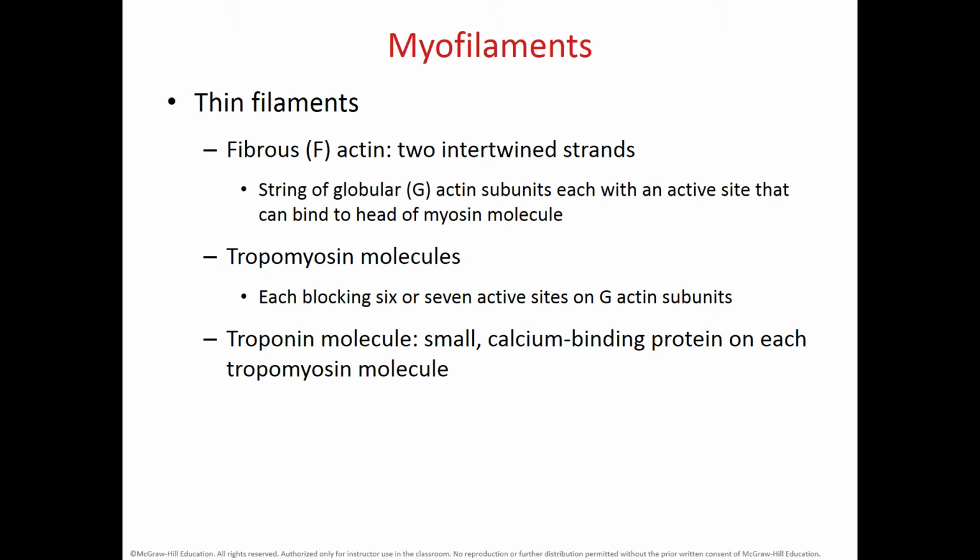And this tropomyosin is going to be connected to another protein that is called troponin. Troponin is going to bind calcium, and this calcium, when it binds to troponin, is going to make tropomyosin move away from actin so that actin can bind to myosin. So I consider this similar to a chaperone. So troponin acts as a chaperone for tropomyosin.